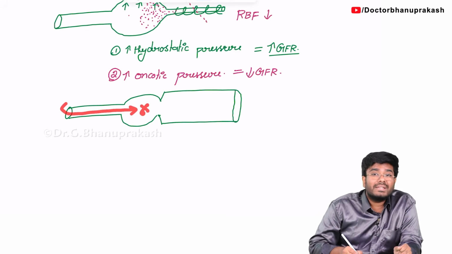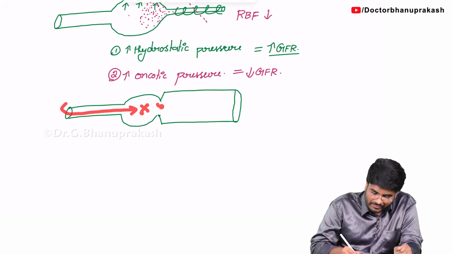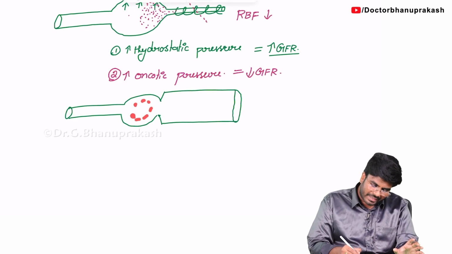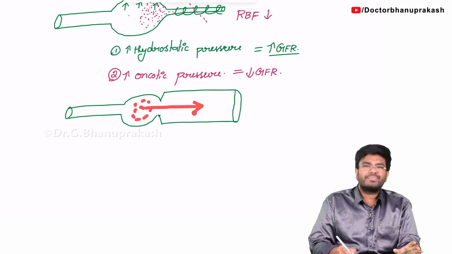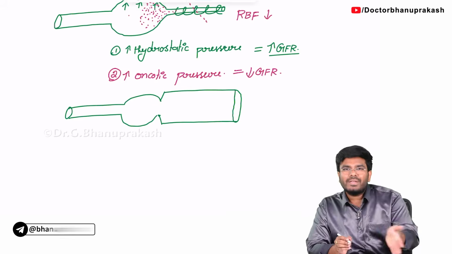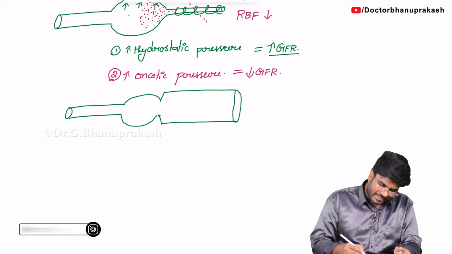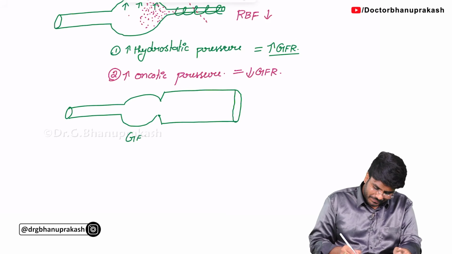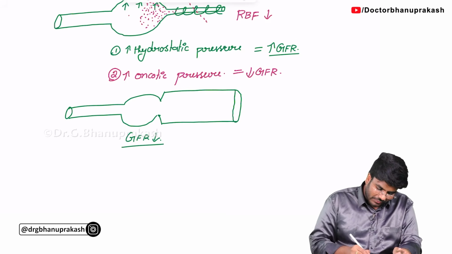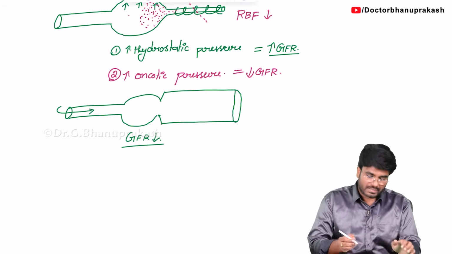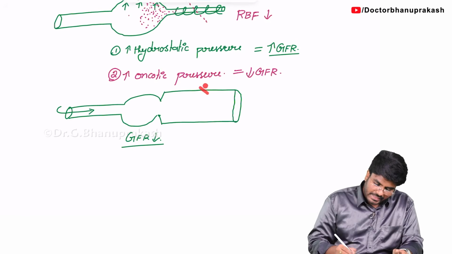Now do you think the blood can stay in the glomerulus? No, it will easily escape because here there is less resistance. Now the blood vessels are wide open, no? So whatever blood is there in the glomerulus will easily escape into the efferent arterioles. The blood is moving very fast. So what do you think will happen to the GFR? GFR decreases. Even though there is more blood coming, GFR will be less because here there is less resistance.